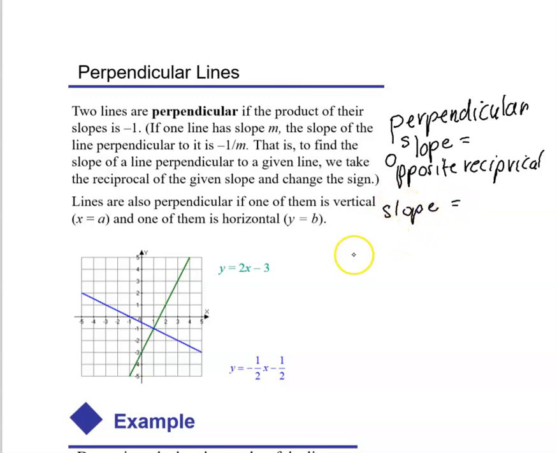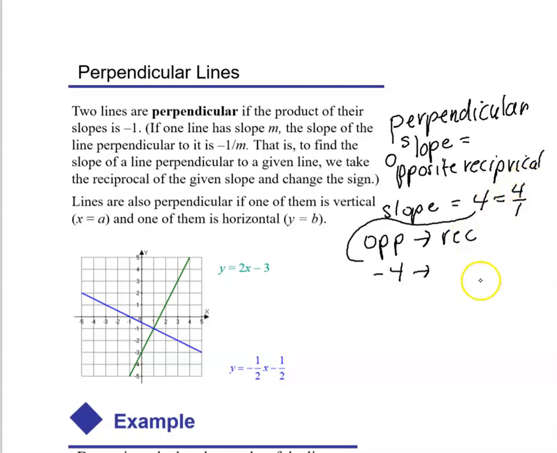Okay, so let's just talk about a few examples before we get into deciding this. If my slope starts out at 4, what's the opposite reciprocal of 4? Well, the opposite of 4 would be negative 4. The reciprocal means that you're going to flip it upside down. So 4 could be written as 4 over 1. So when I keep this being opposite and flip it, it would be negative 1 over 4.